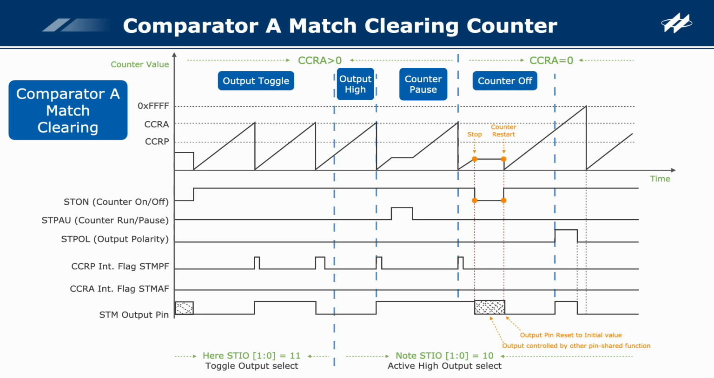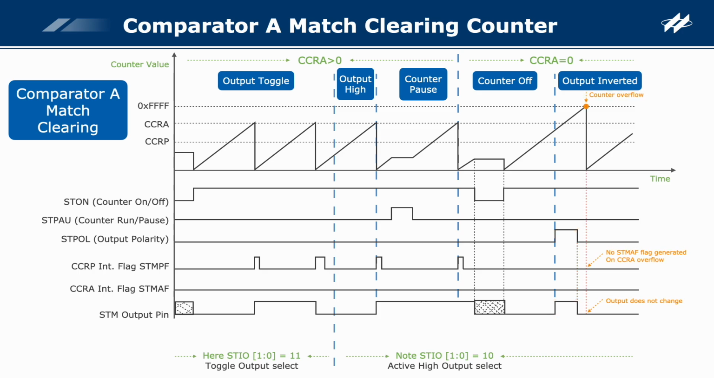When the STON bit changes from 1 to 0, the counter will be turned off and retain its residual value, during which time the external output pin can be controlled by other I/O pin shared functions. When the STON bit changes from 0 to 1, the external pin will be initialized to a low level, the counter will be cleared and start counting again. Setting STPOL to 1 can invert the current level of the external output pin. When the counter overflows, neither the comparator A match flag is generated nor the external pin level is affected.